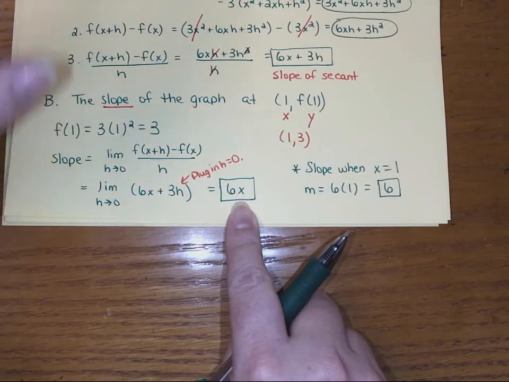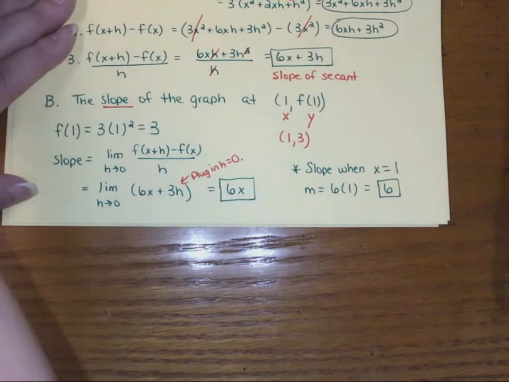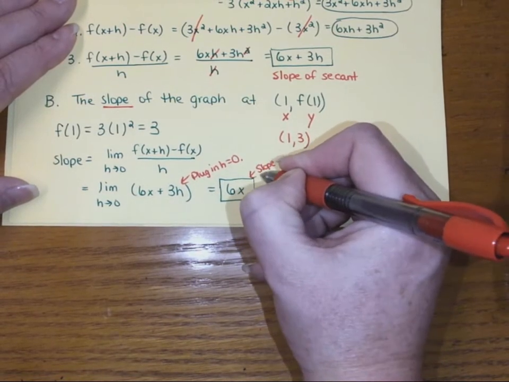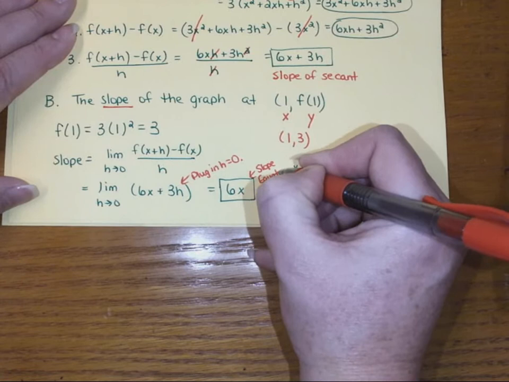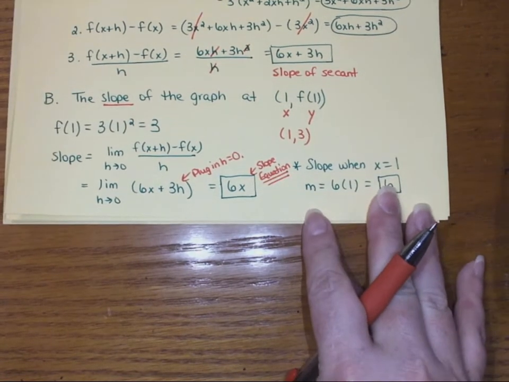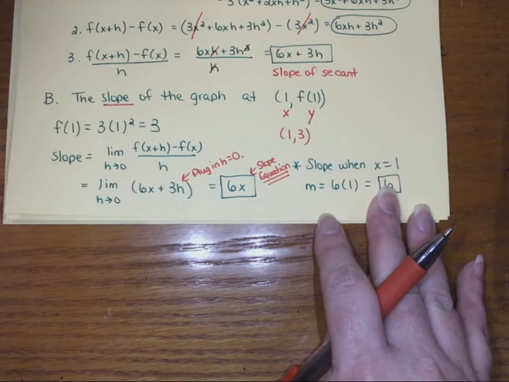So just remember, and I'm not trying to keep repeating myself, it's just that this is really important. This is the slope equation. This is not the slope specifically, right? Because the slope will change depending on what the x value is.